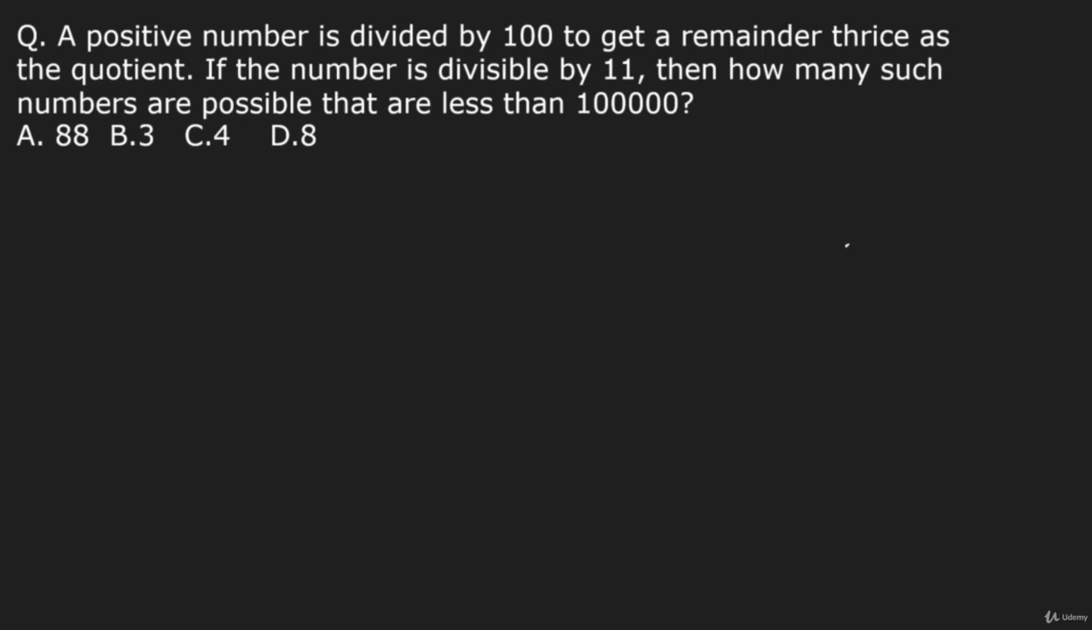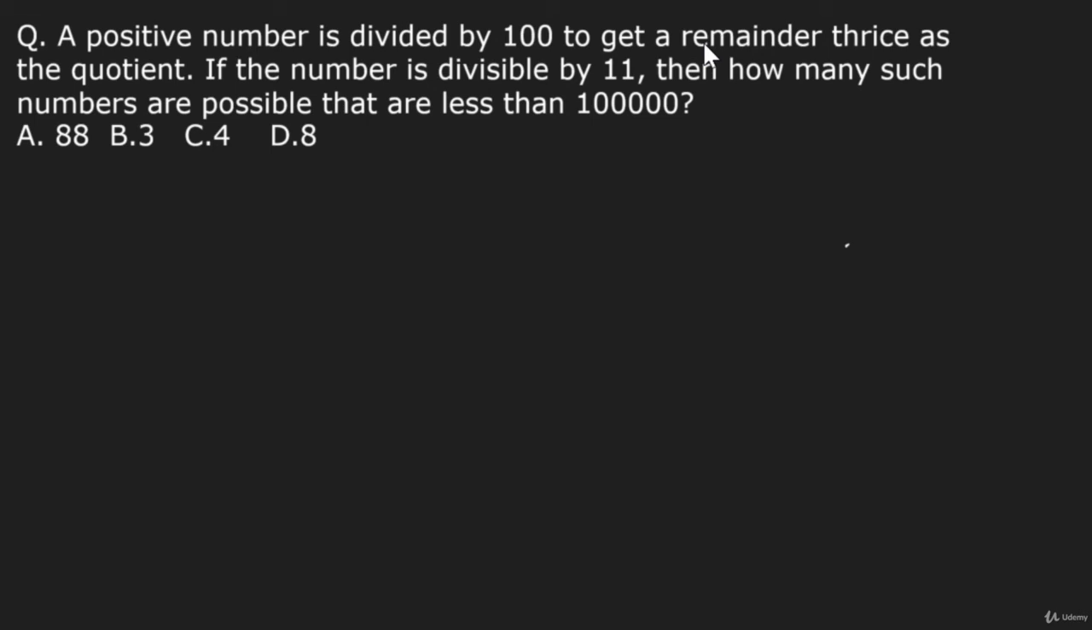Let's do this question. A positive number is divided by 100 to get a remainder thrice the quotient. If the number is divisible by 11, then how many such numbers are possible that are less than 1,000,000? All right, pause the video, give it a try, and then we'll do it together.